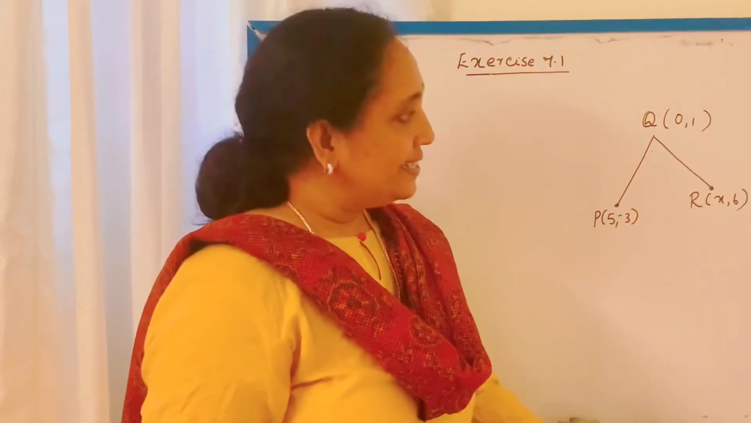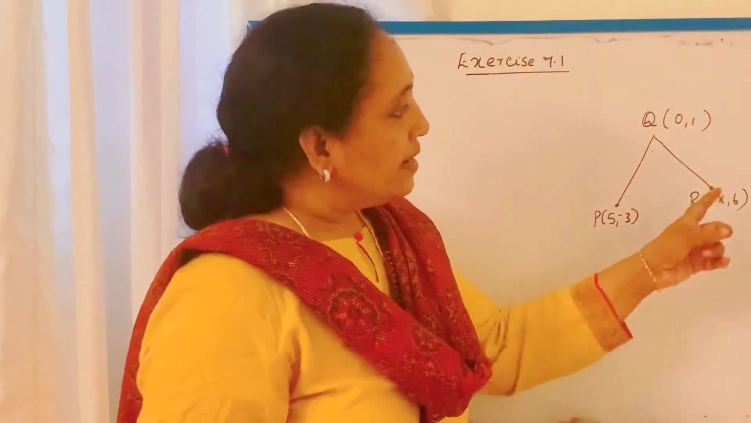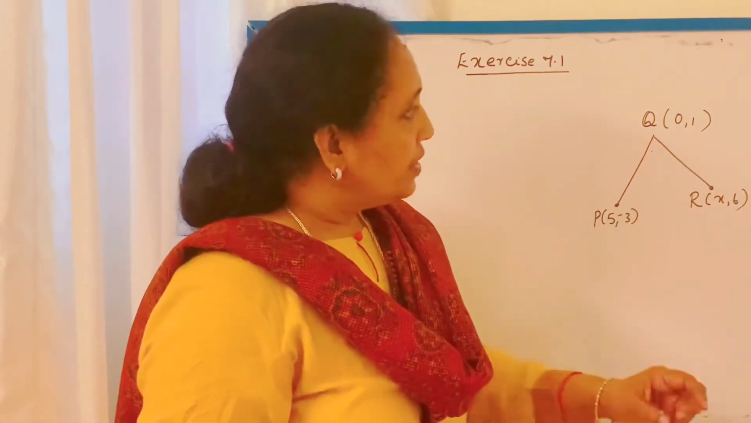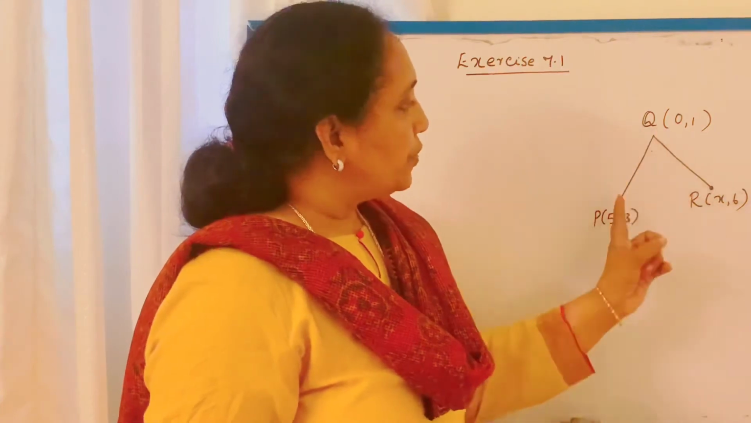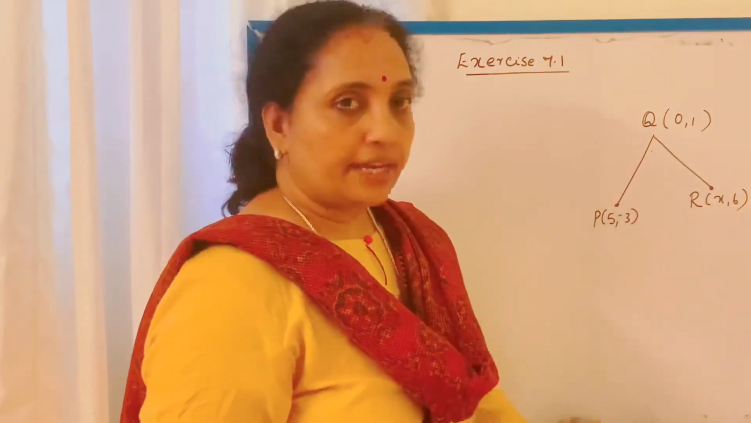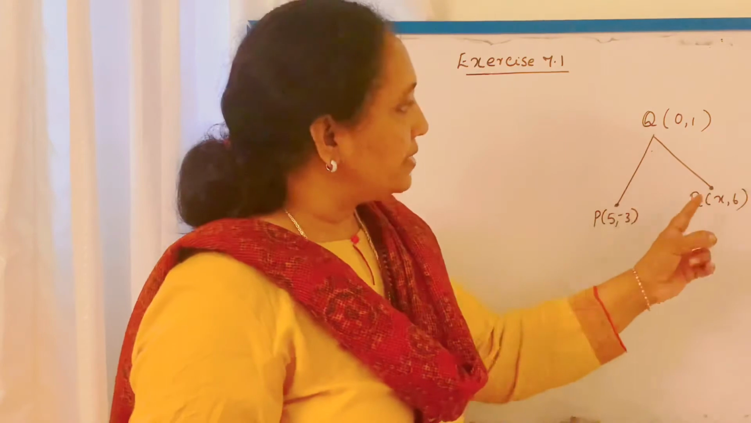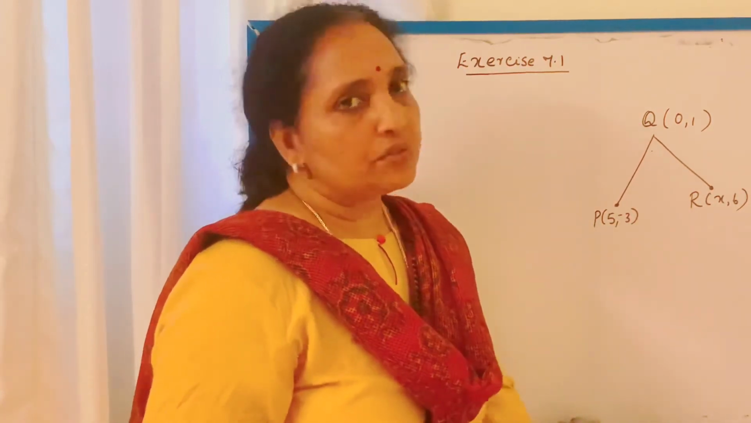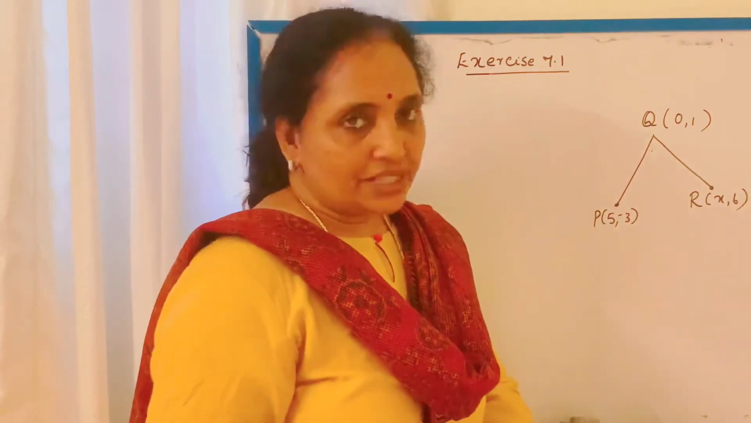Question number 9. In this question we want to find out the coordinates of R, that means this x coordinate. We are given that QP and QR are equal. That means the points P and R are equidistant from the point Q. Okay, here also you can apply distance formula.